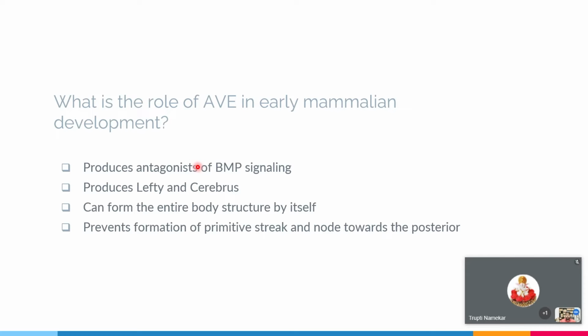This is the next question that we are looking into. The question is, what is the role of AVE in the early mammalian development? The options are: it produces antagonists of BMP signaling, it produces Lefty and Cerberus, it can form the entire body structure by itself, and it prevents formation of primitive streak and node towards the posterior. This is a multiple-select type of question, so there is more than one option that is correct. So if anyone will try and answer this, even guess the answers to the question.